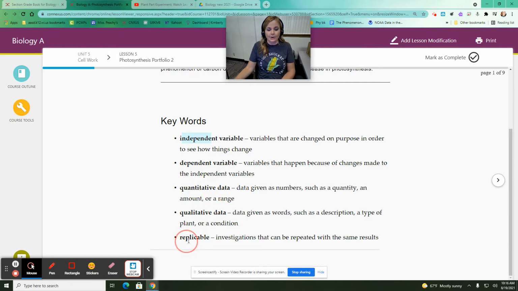And then finally, replicable. The experiment needs to be something I can repeat and get the same results over and over again. I can do this experiment multiple times, or I could have multiple plants for each type of fertilizer. So maybe I have 5 plants that have type A fertilizer and 5 plants that have type B fertilizer. The more plants I have participating in each type of fertilizer, the more believable and repeatable my results actually are.